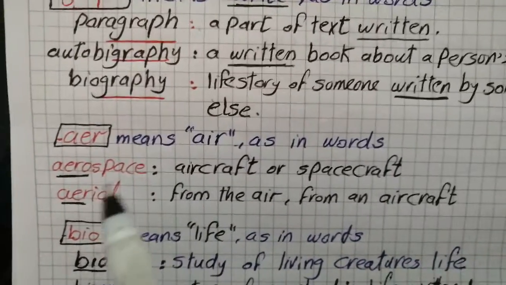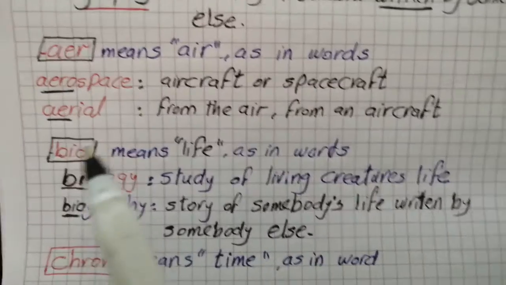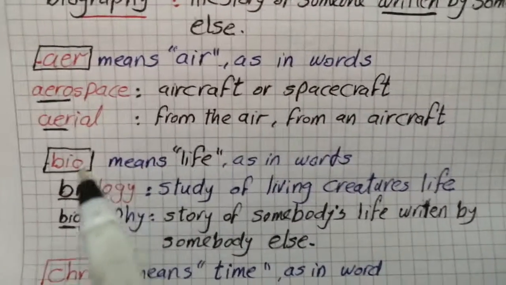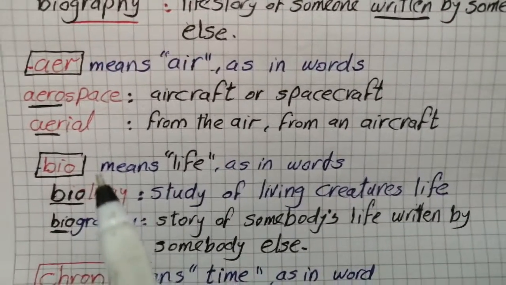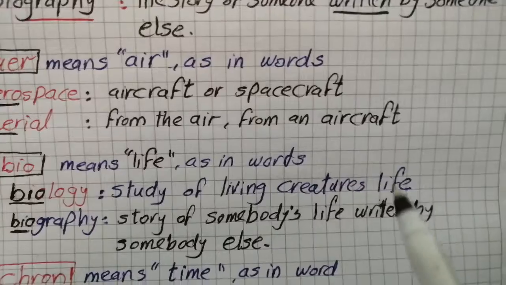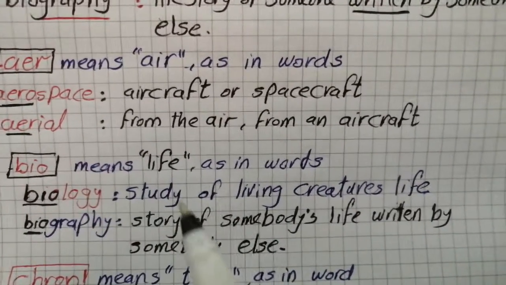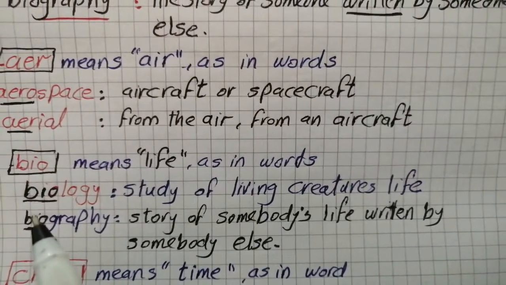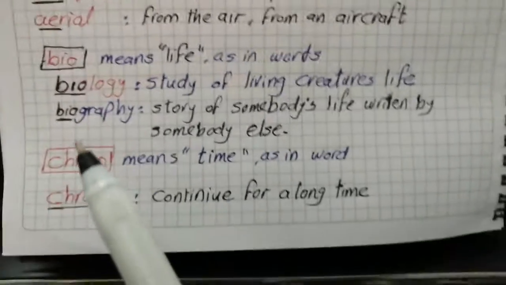The third Greek root is bio, which means life, as in the words biology and biography. Since we know that bio is something related to life, biology is the study of living things' life. And biography, as we learned before, is the story of somebody's life written by someone else. So graph means written, bio means life, and biography is somebody's life written by somebody else.